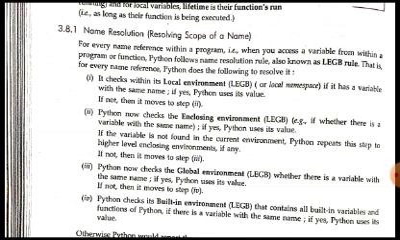Okay, whether there is a variable with the same name or not. It will check whether the variable we are using in the function is defined in the global environment, whether there is a variable with the same name which has been defined there. If there is such a variable in the global environment, then Python will use that value. If not, then it will now move on to step number 4.